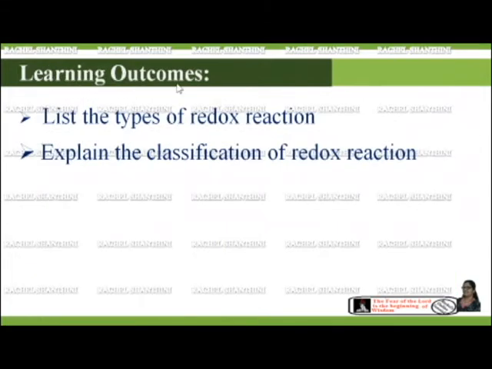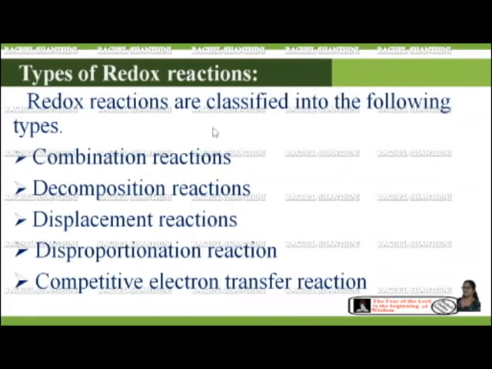Learning outcomes. Students, at the end of this session 1.13, you will be able to list the types of redox reaction and explain the classification of redox reaction. There are 5 types of redox reactions. They are combination reaction, decomposition reaction, displacement reaction, disproportionation reaction, and competitive electron transfer reaction. We will see all these reactions one by one in detail in this session.